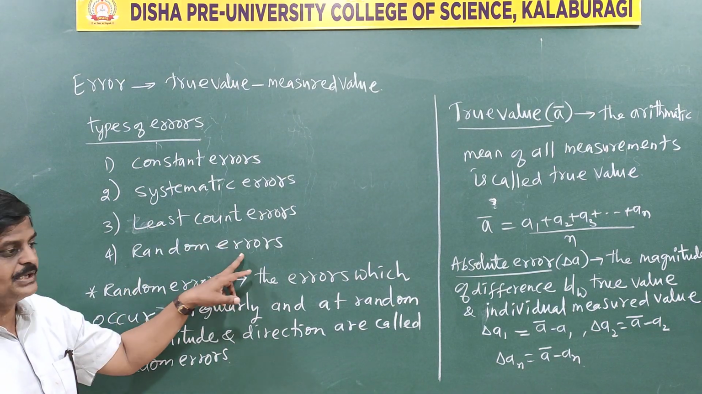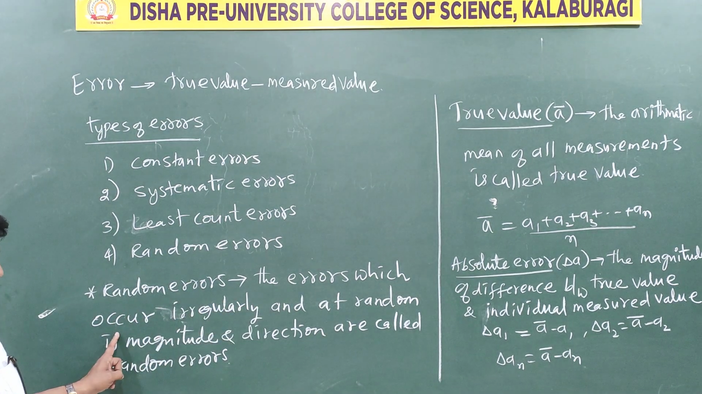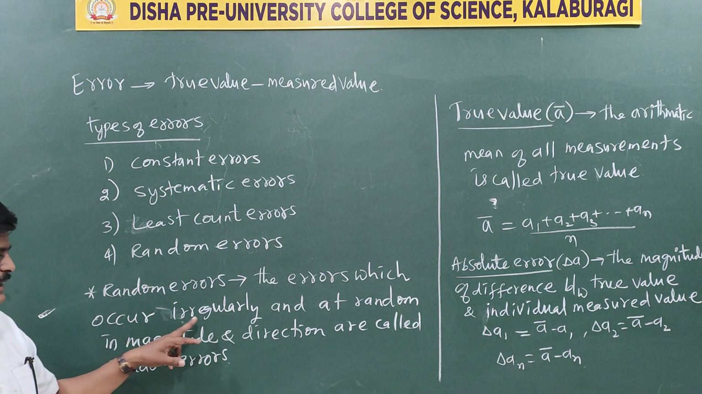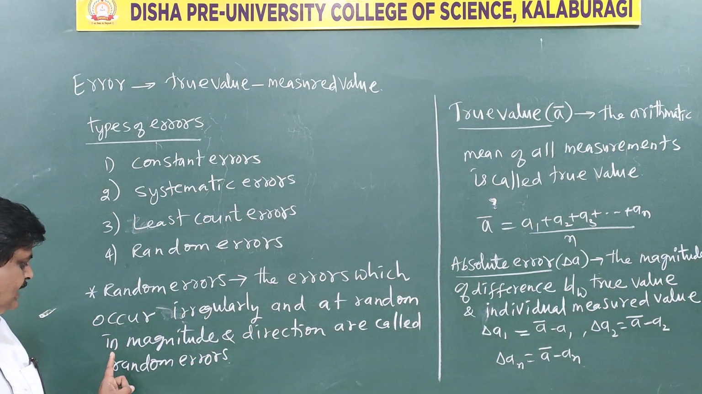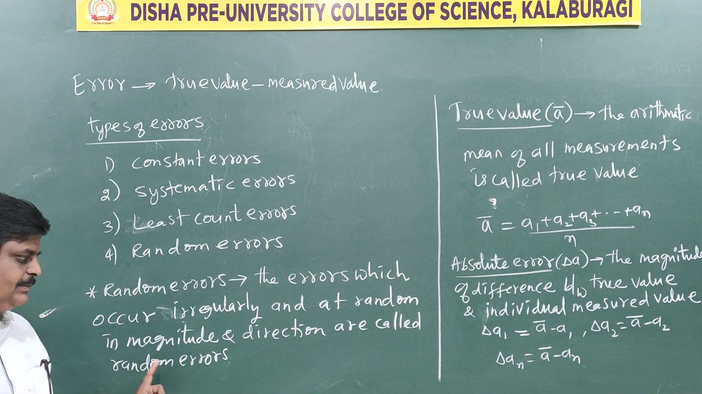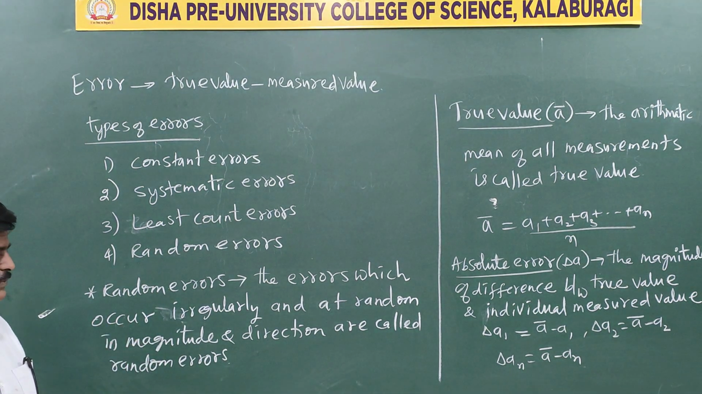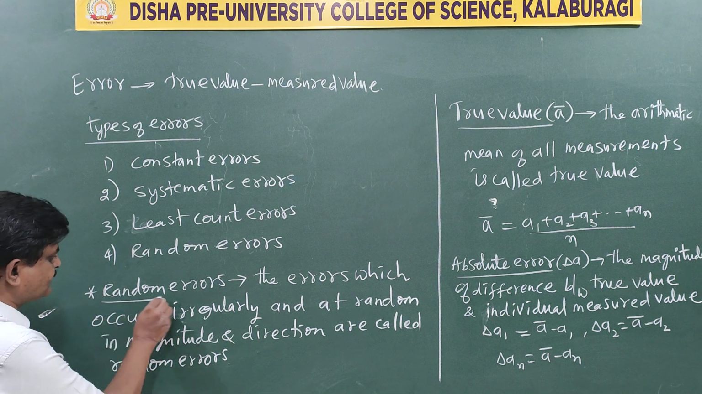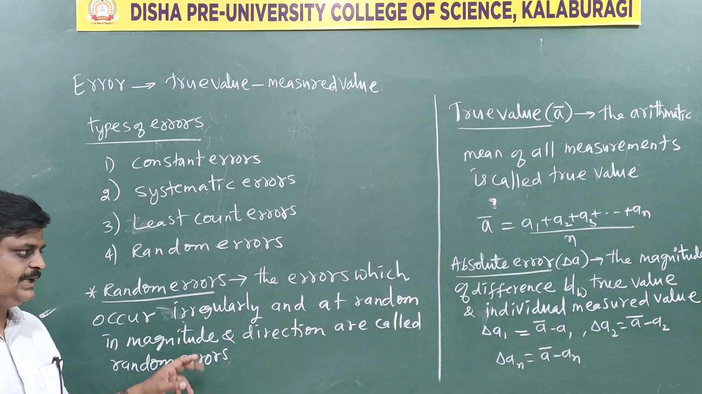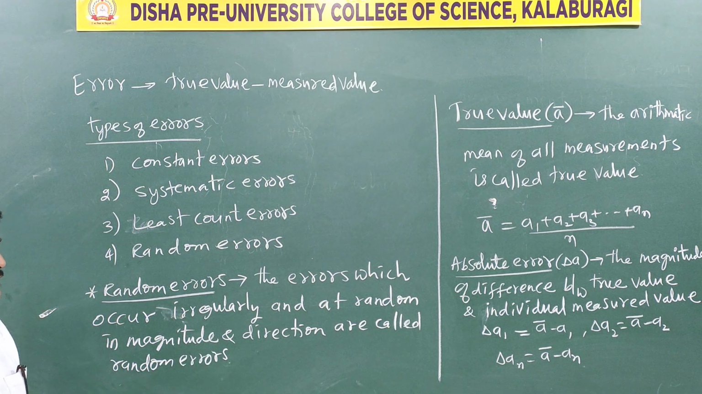Next one is a random error. So what are random errors? Just see, the errors which occur irregularly, because the name is random, the errors which occur irregularly and at random in magnitude. The values of them are random, not only in magnitude but also in direction. These are grouped as what? Random errors. One more time, what are random errors? The errors which occur irregularly and at random in magnitude and direction are called what? Random errors.